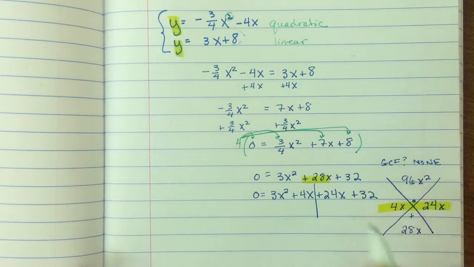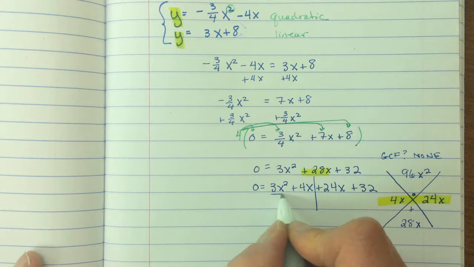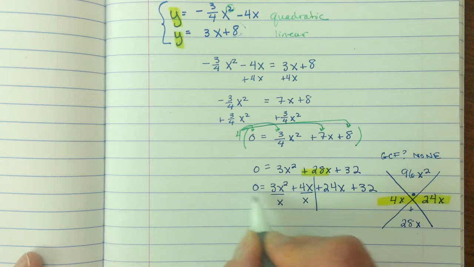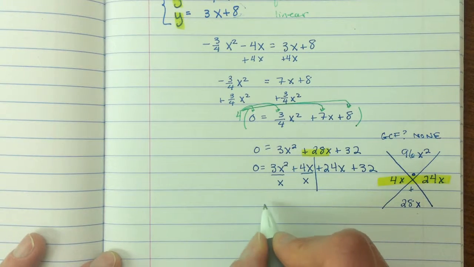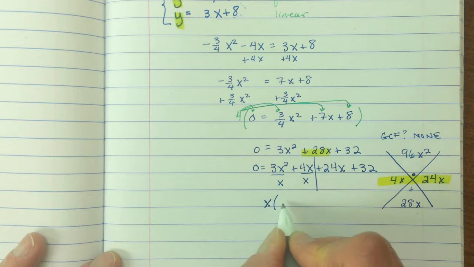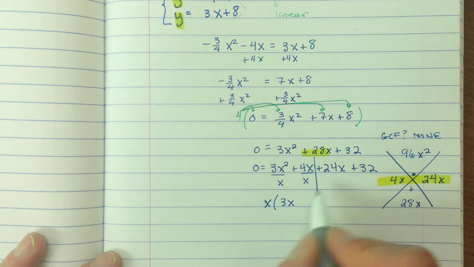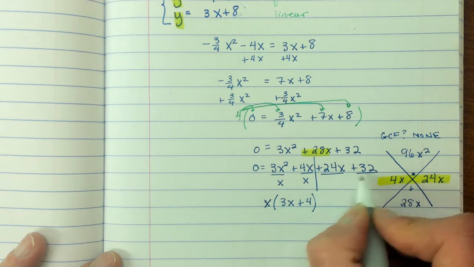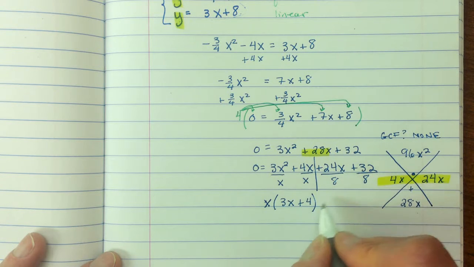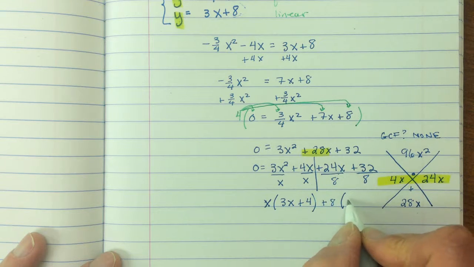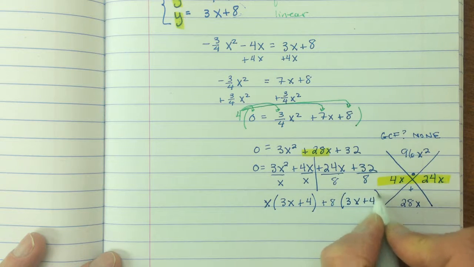Now I can split this into two parts. The common factor here is going to be x. I know that this is going to be equal to 0, but I'm not going to worry about that right now, because it might get a little visually confusing. I'll put that in at the very end. So I factor out my x: 3x squared divided by x gives me 3x, and 4x divided by x gives me 4. The common factor here is going to be 8, and that's positive, so that's going to be a plus 8. When I divide, that gives me 3x plus 4.